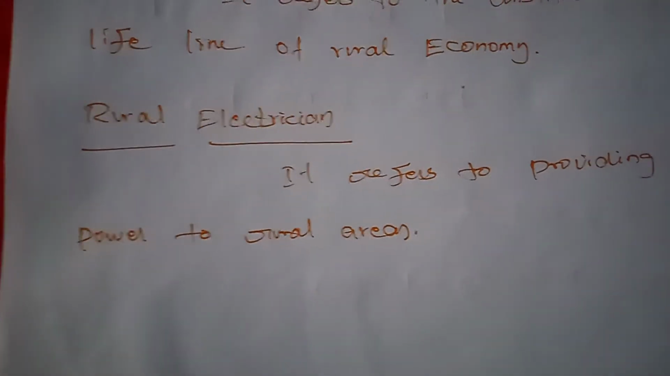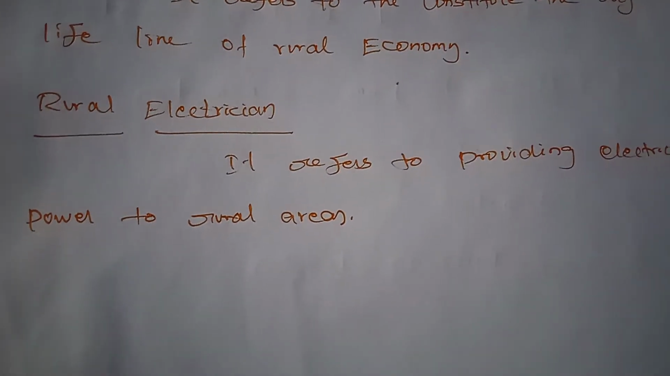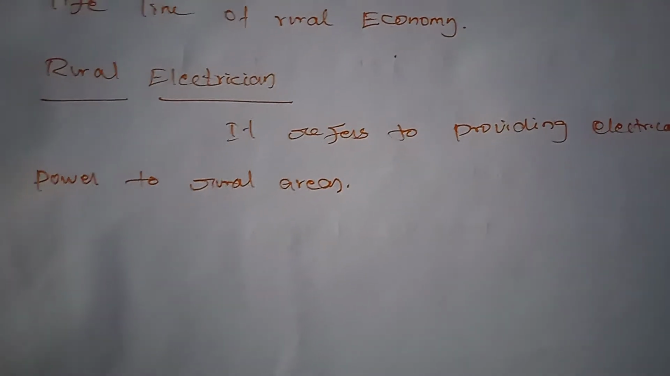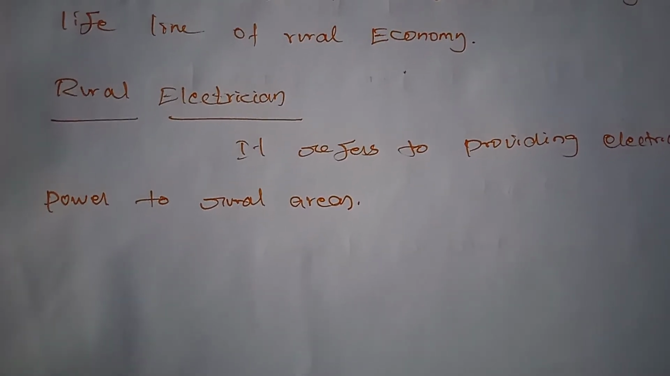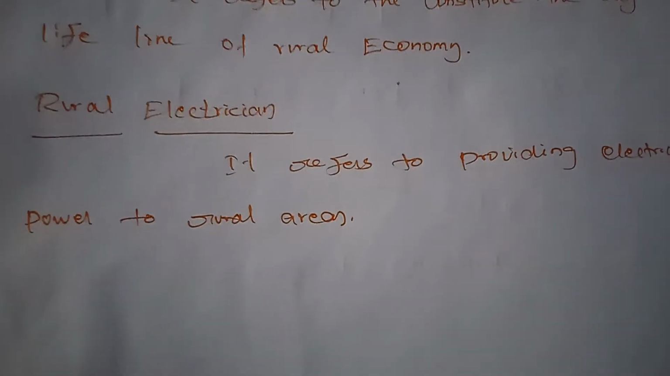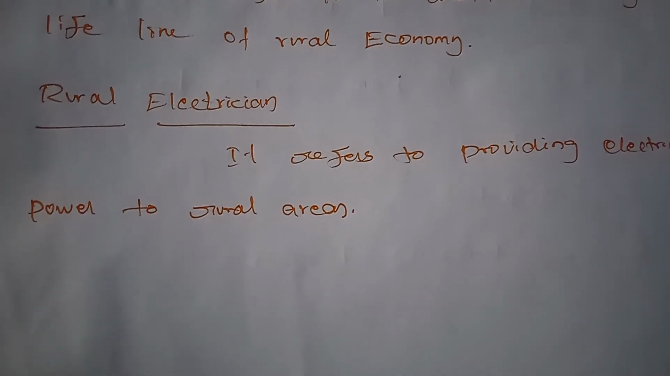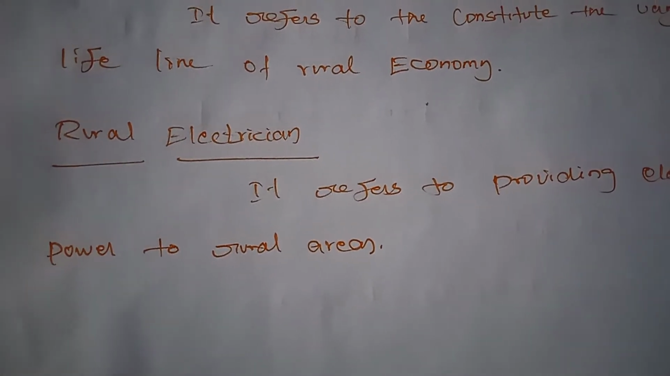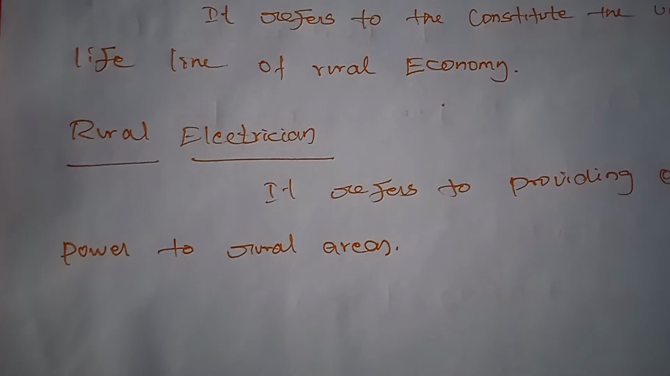Next, rural electrification. Nowadays, without electricity, no producers can produce any product, and no entrepreneurs can start any industries. And nowadays, the facilities, advantages and uses of electricity are improving day by day. Even rural people, all the agriculture farmers, are using electrical or electronic things very widely in their work. So rural electrification refers to providing electrical power to rural areas.